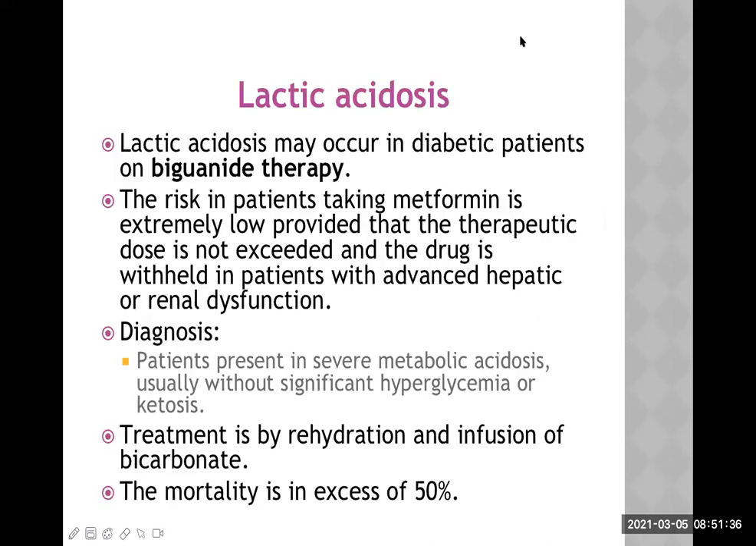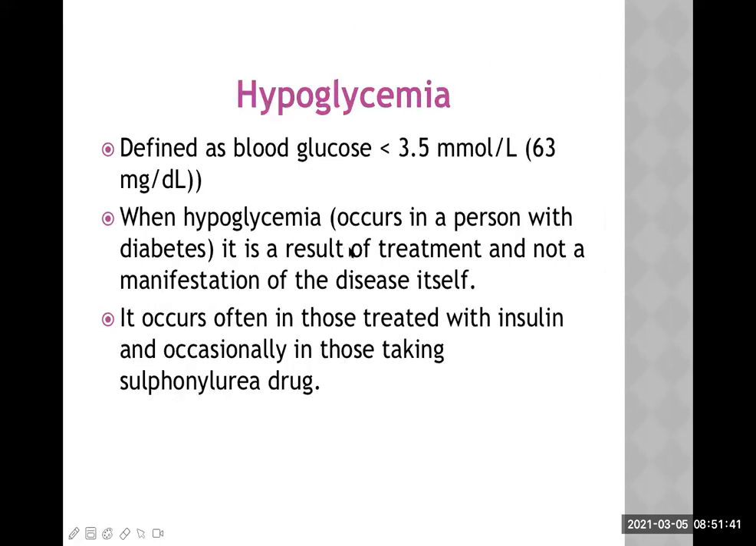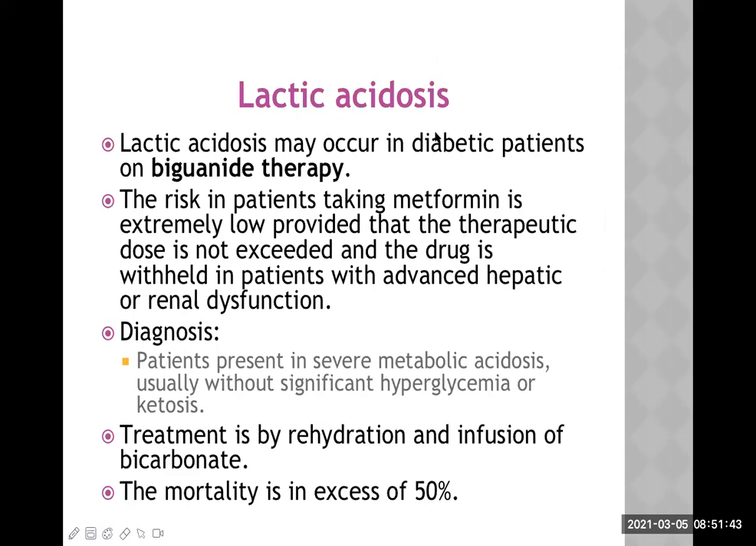Let's move on. Let's start with lactic acidosis. Okay, see that lactic acidosis occurs in a patient of diabetes if they are having biguanide therapy. Now, give me the examples of biguanide. Yes, which drugs are biguanide? Metformin. Excellent. Fenformin and metformin. But fenformin is not used at all these days because of this dreadful complication known as lactic acidosis.